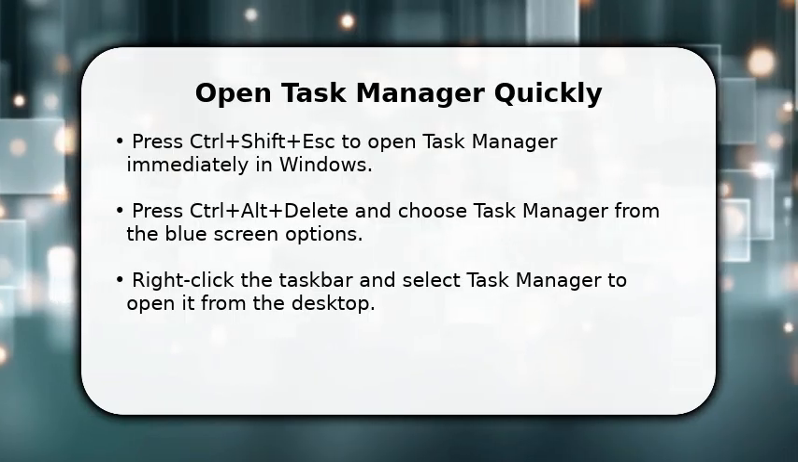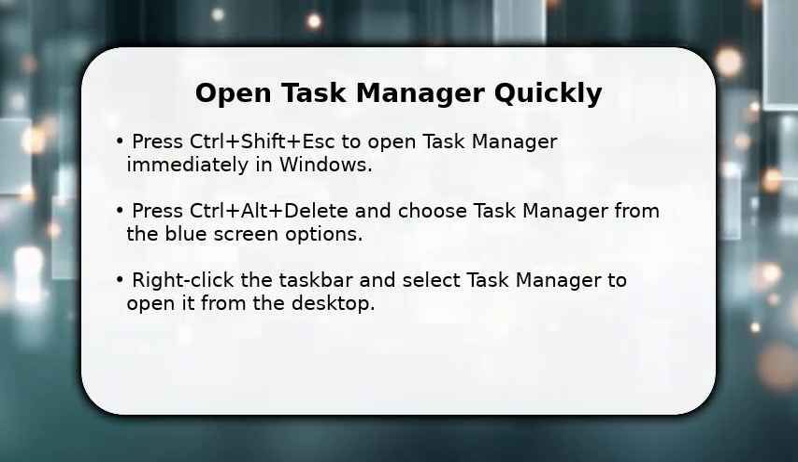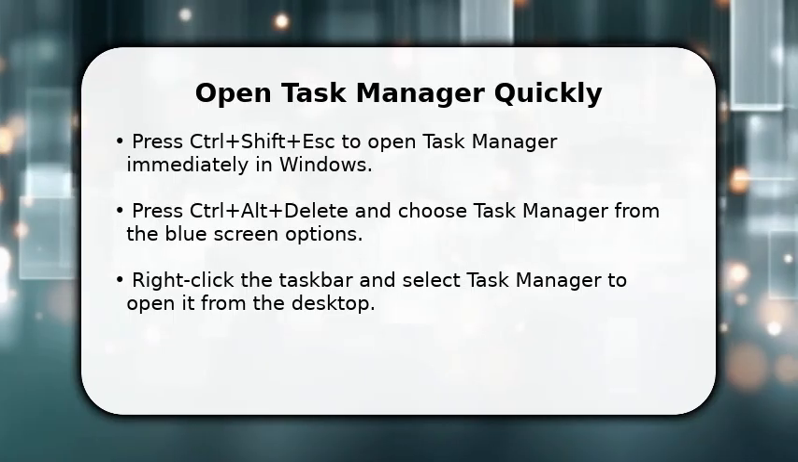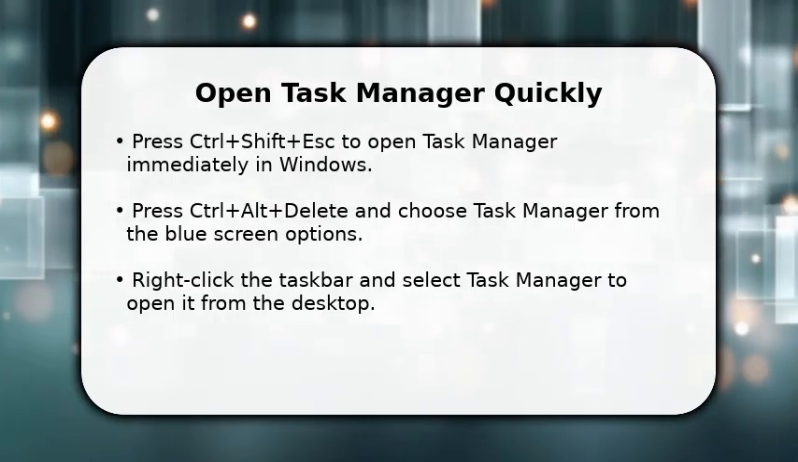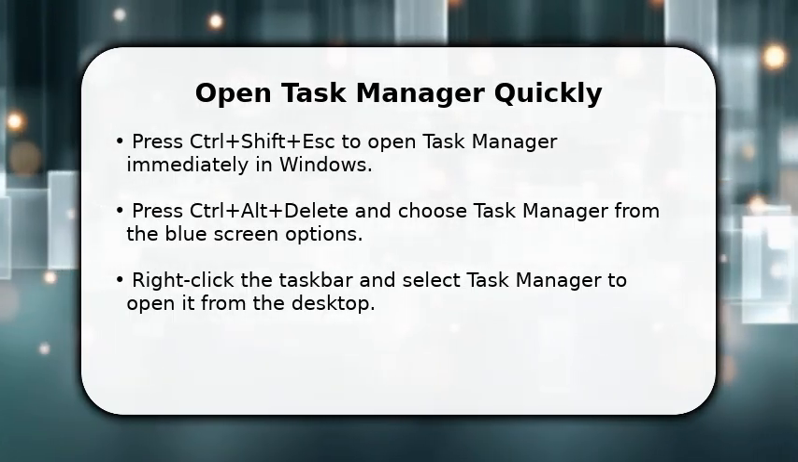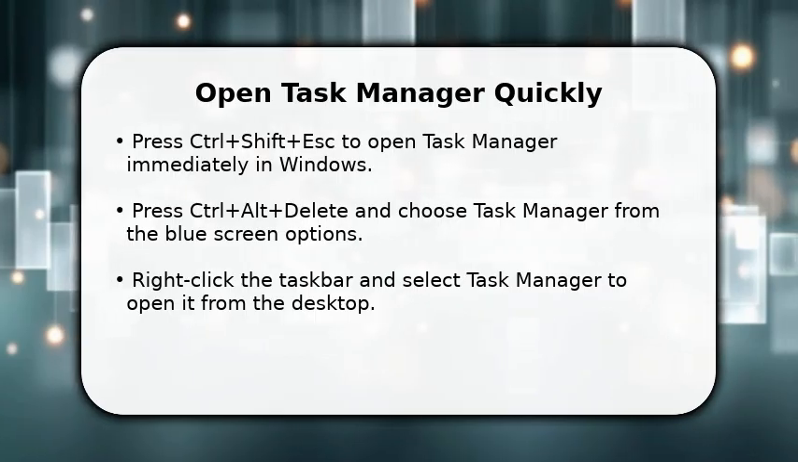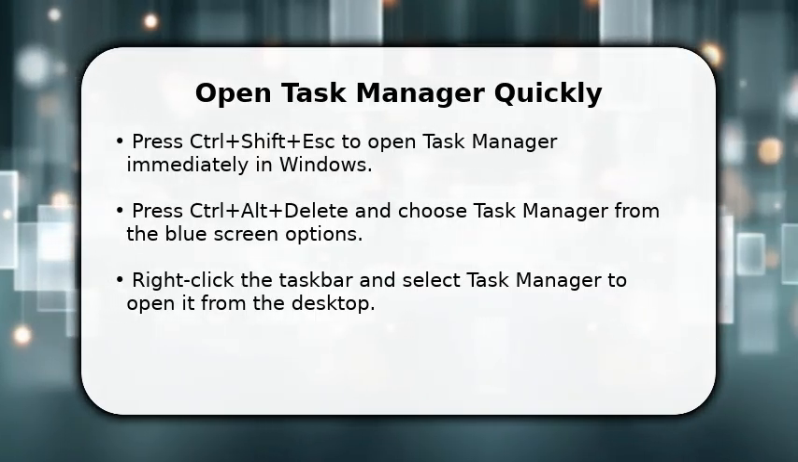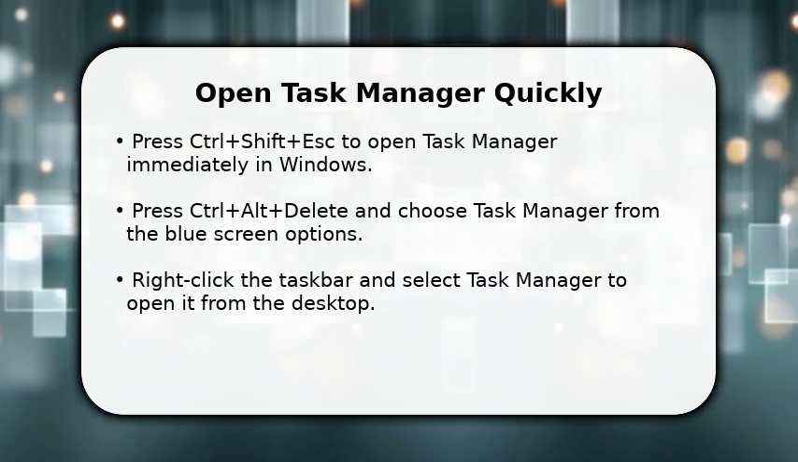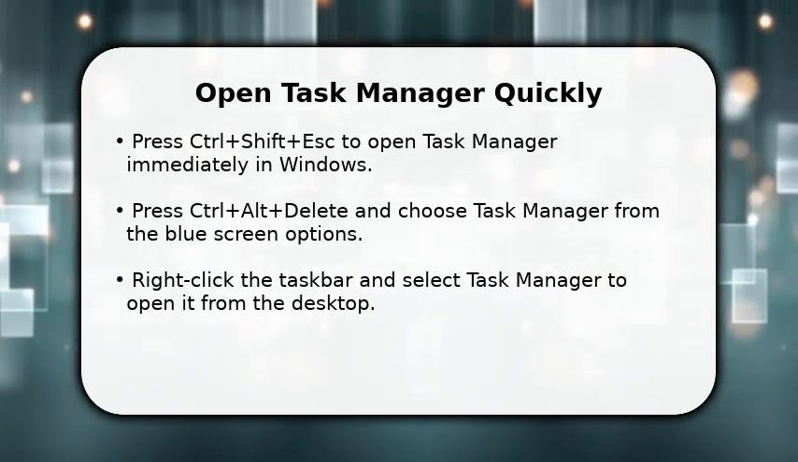Press Ctrl plus Alt plus Delete and choose Task Manager from the blue options screen. Use this when you need security options or to lock the computer. Right-click the taskbar and select Task Manager to open it from the desktop. This method works in Windows 10 and Windows 11 without keyboard shortcuts.